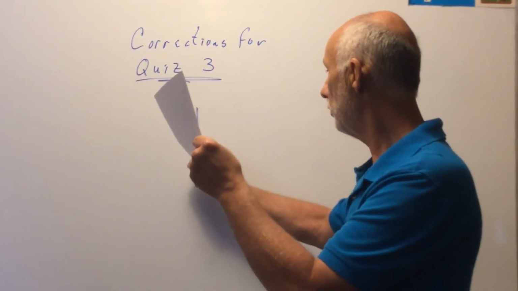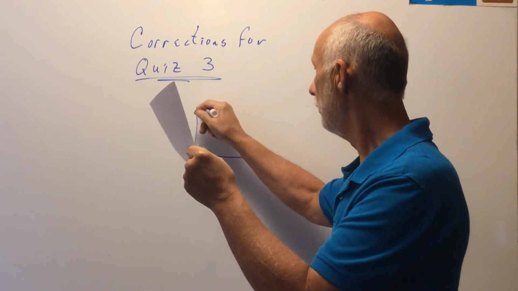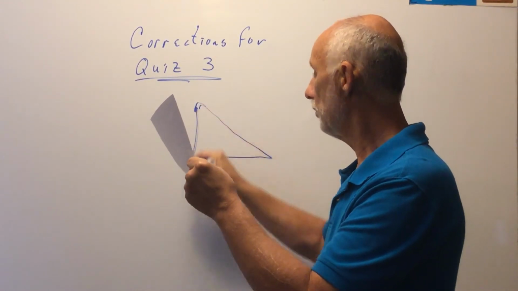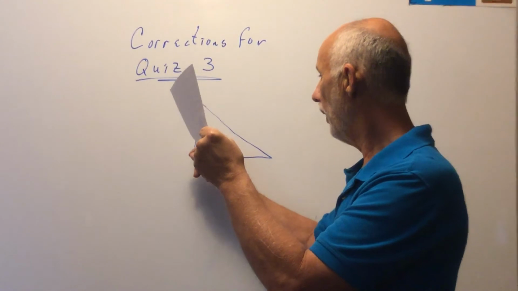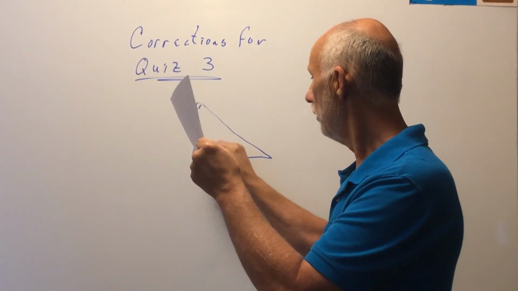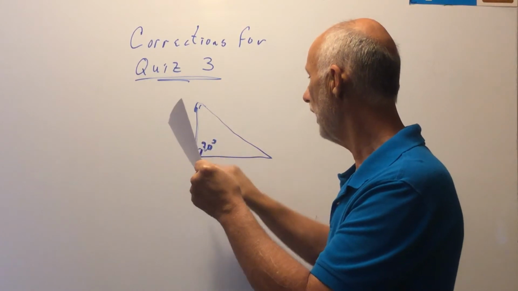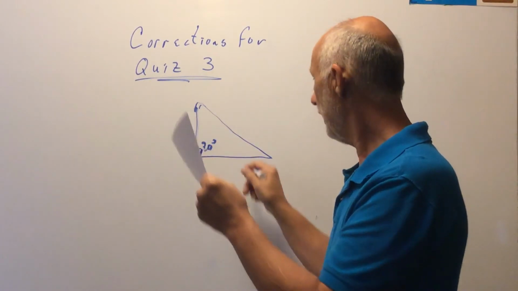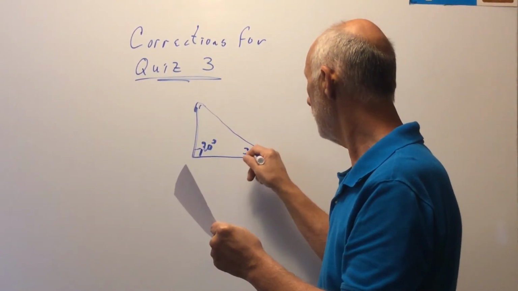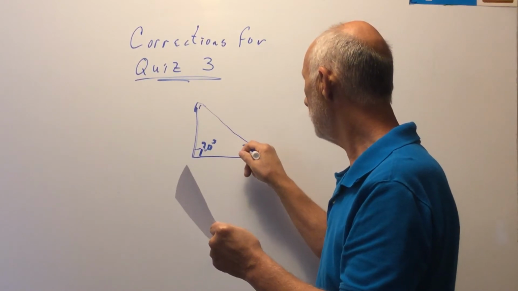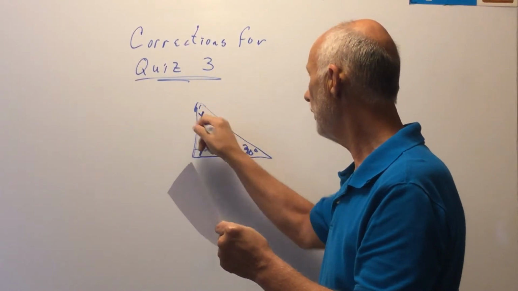And you knew 2 angles, and they asked you to find 1. By the way, in problem number 7, it was a right triangle because it had an L-shaped 90 degree. That's 90 degrees. And it had a 30-degree angle down here. And it asks you to find the angle up here.